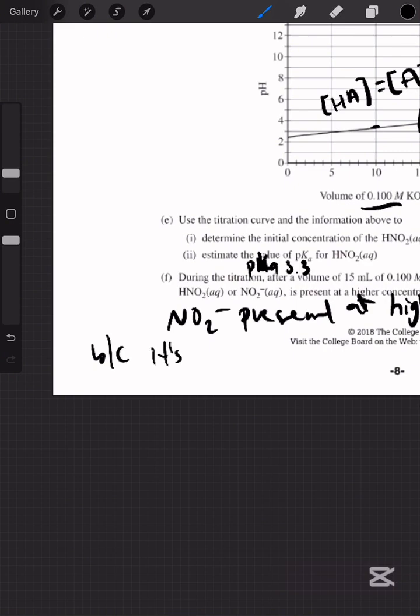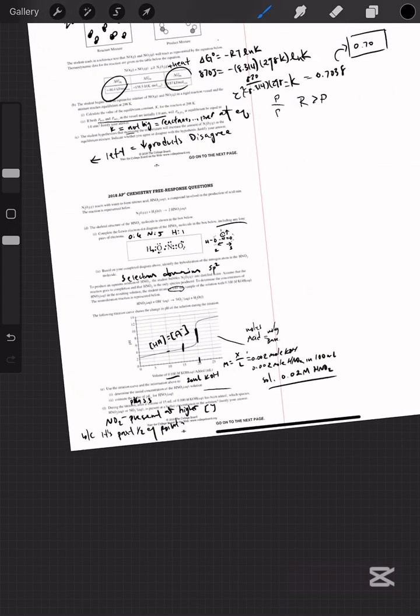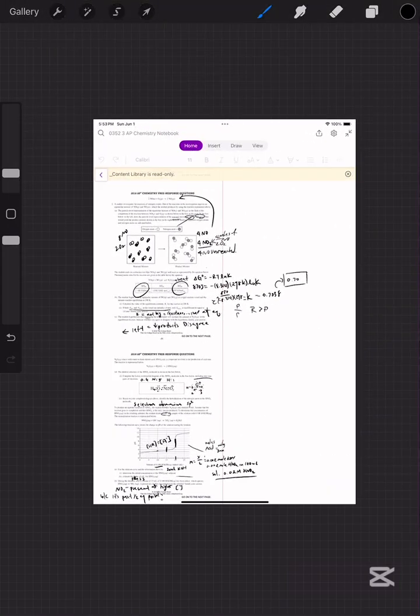Because 15 ml is past the half equivalence point. And that's the FRQ.